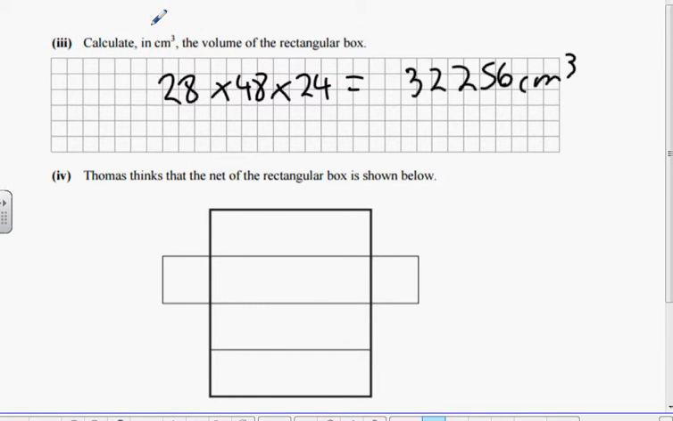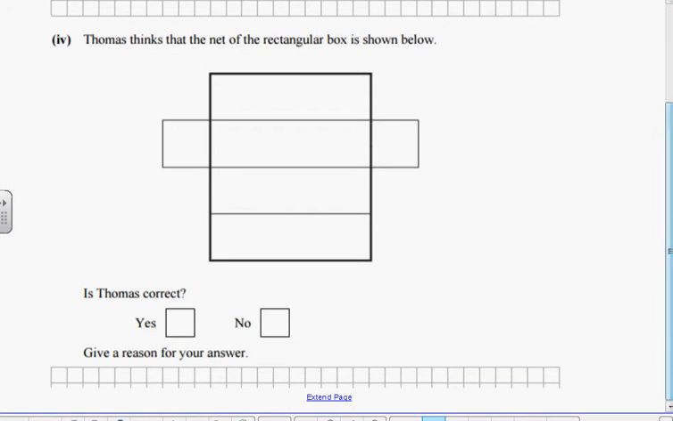Thomas thinks that the net rectangular box is the one shown below. Is Thomas correct? Give a reason for your answer. Well, it's meant to be 48 in this direction, isn't it? It's meant to be 24 across and 28 tall. So I think the 48 looks a bit big.